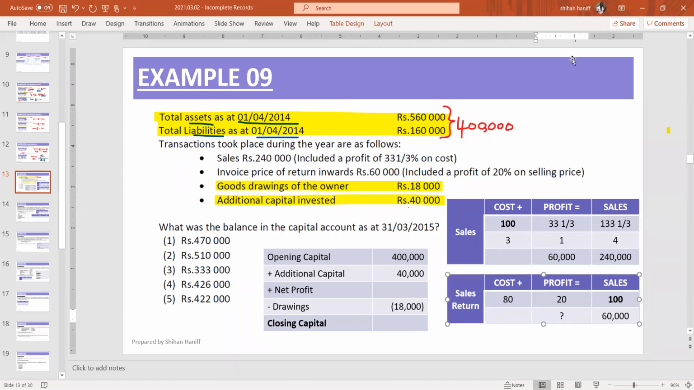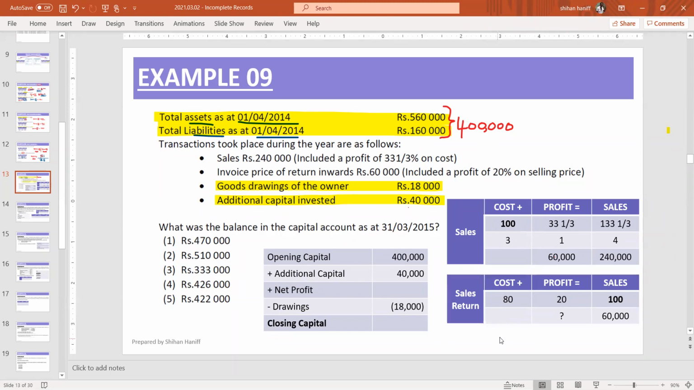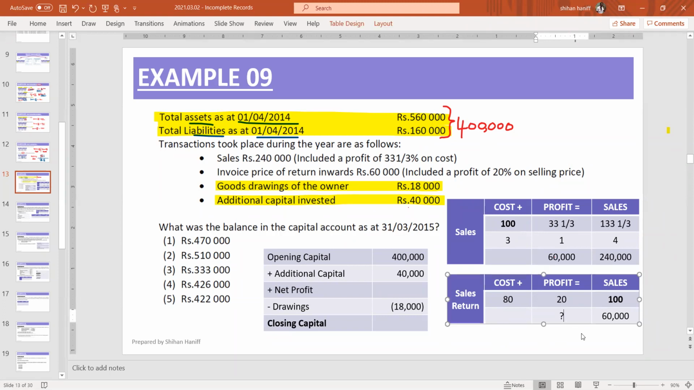Yes, it's 12,000. Now this is why we study margin and markup. If you don't know margin and markup, you can't do this question.